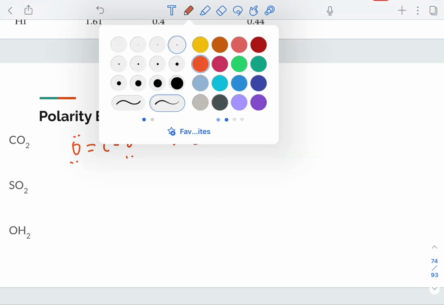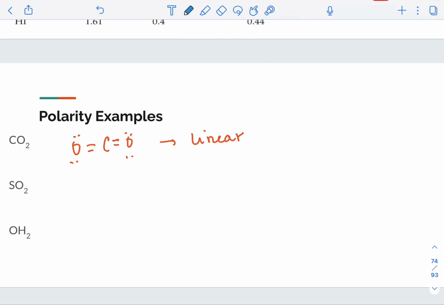If you were to draw the dipole moments, they would look like this. So what happens if a molecule is perfectly symmetrical, the dipole moments will cancel out. And we say, this is a nonpolar molecule. It's made up of polar bonds, but since they're polar in opposite directions, it is nonpolar overall.